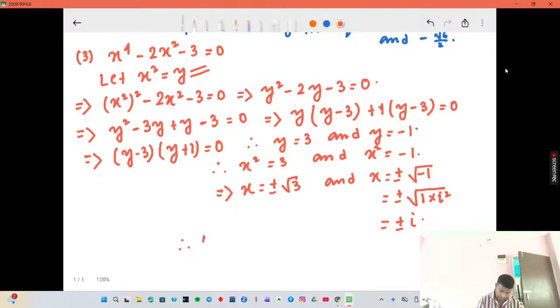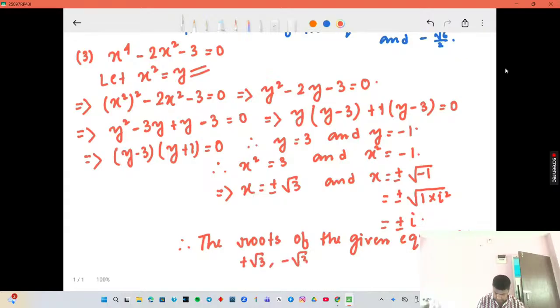Therefore, the roots of the given equation are plus root 3, minus root 3, plus i and minus i. Answer.